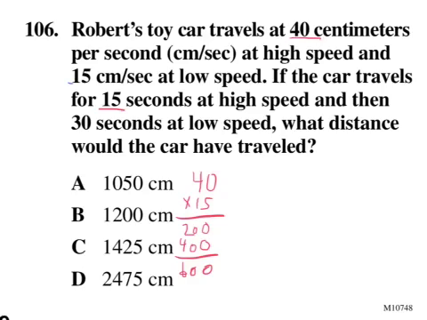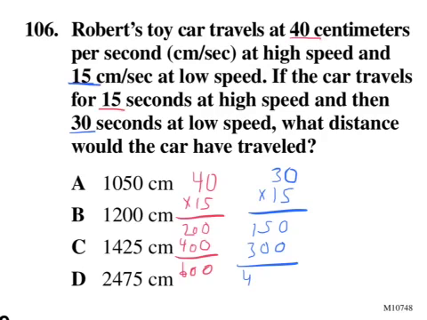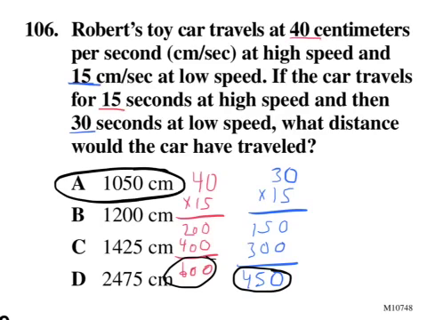Then you have 15 centimeters per second at low speed, but you went for 30 seconds. So you do 30 times 15. 5 times 0 is 0, 1 times 0 is 0, then 3, that's 450. Now, don't you add these together? There's my answer. Because 40 centimeters per second for 15 seconds, you multiply 40 times 15. And in this one, you multiply that times that, you add these together, and you get your answer.